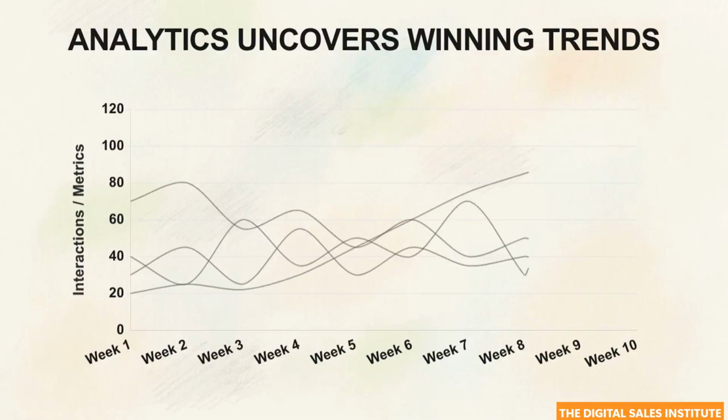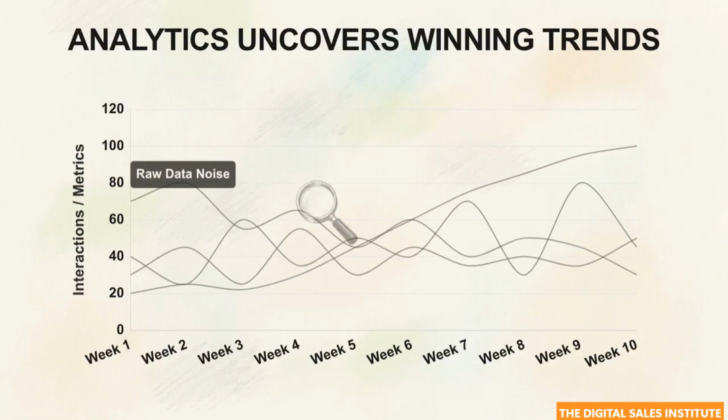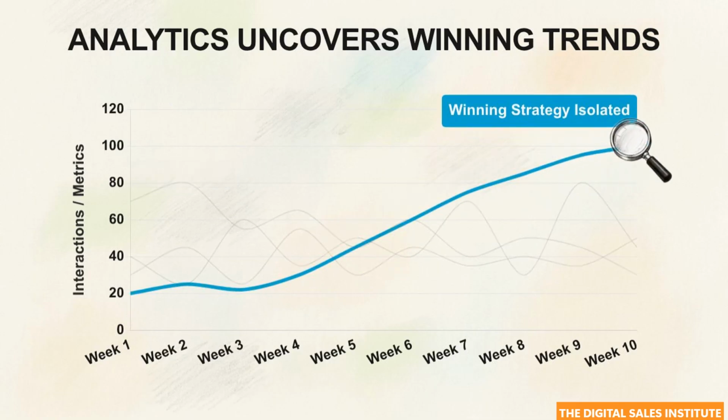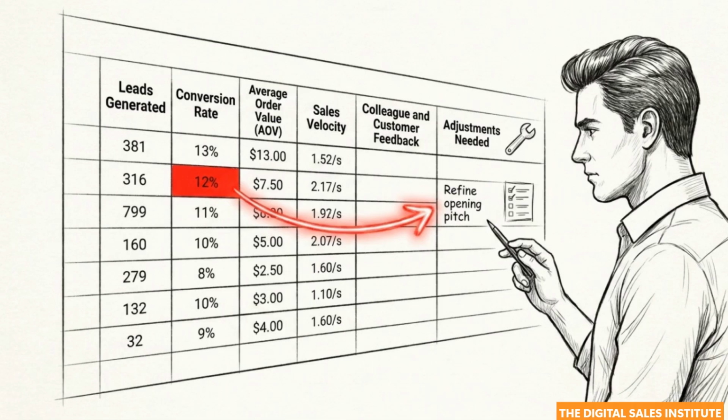Of course, collecting all this data is only useful if you have an analytics process in place to uncover specific patterns and trends. To manage this, build a weekly review section right next to your KPIs. Create 2 new columns: colleague and customer feedback, and adjustments needed. For example, if your conversion rate cell highlights red because the number is dropping, your adjustment column might state a specific action, like refine opening pitch.